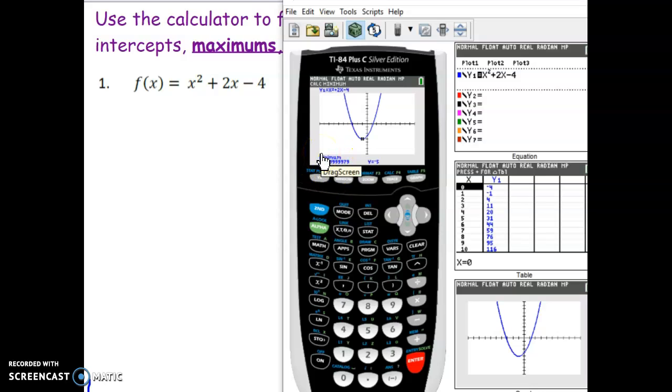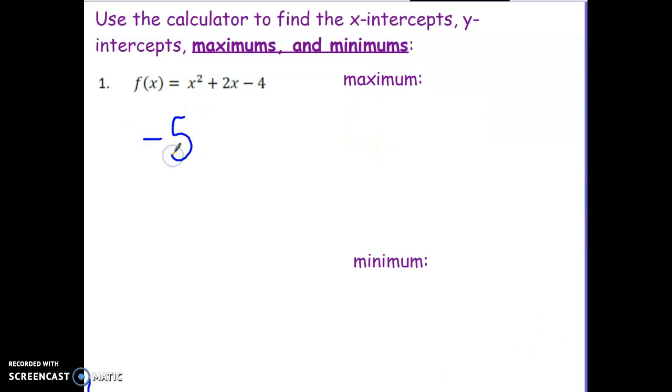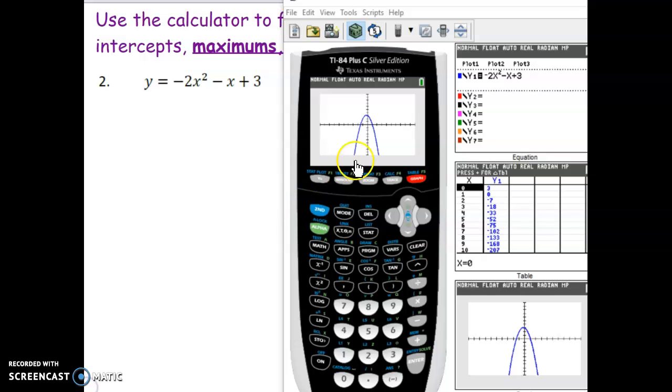So if I round that to the nearest hundredth, which is what Delta Math is going to ask me to do, in this case it's an integer, so I don't need to round. The minimum value is -5, and there is no maximum. Okay, I have this next one graphed for us, and you can see that this one has a maximum value, but no minimum. It's the same buttons, second, calculate, you're just going to go down to number 4.